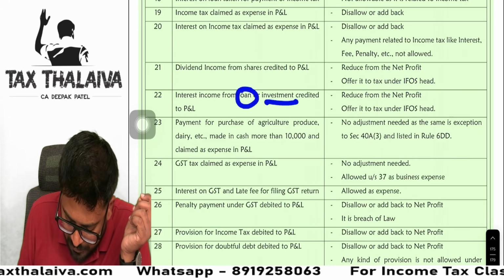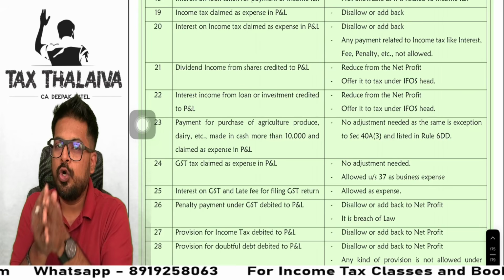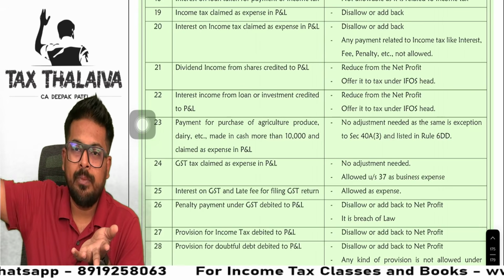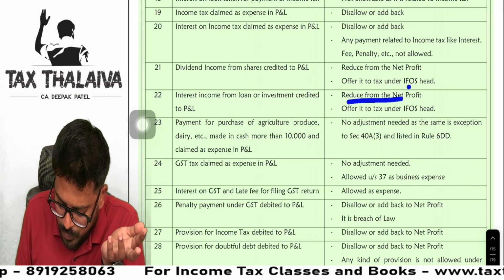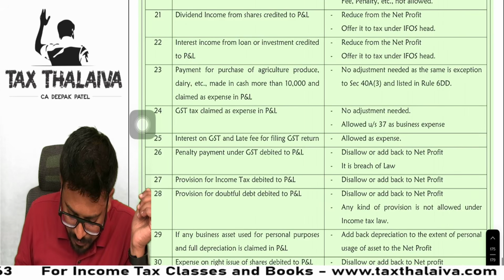Interest income from loan or investment credited to profit and loss account. Guys, if you have given a loan to someone and you got interest, that should also be taxed under income from other sources. So reduce it from the net profit and offer it under the income from other sources head.